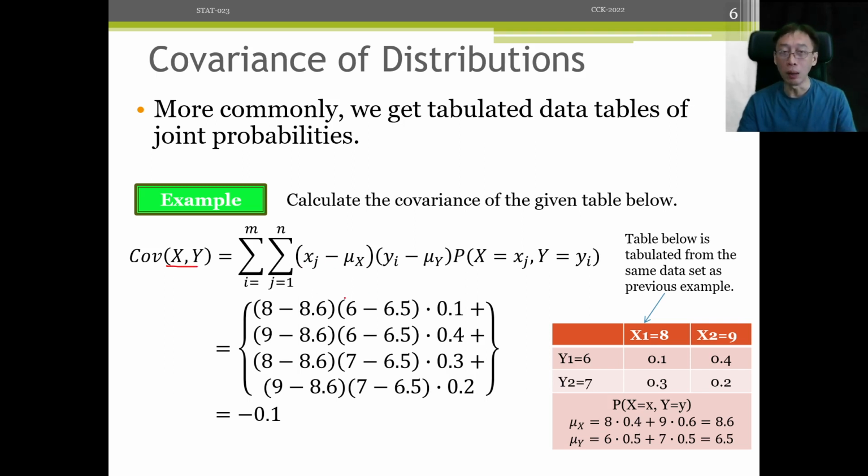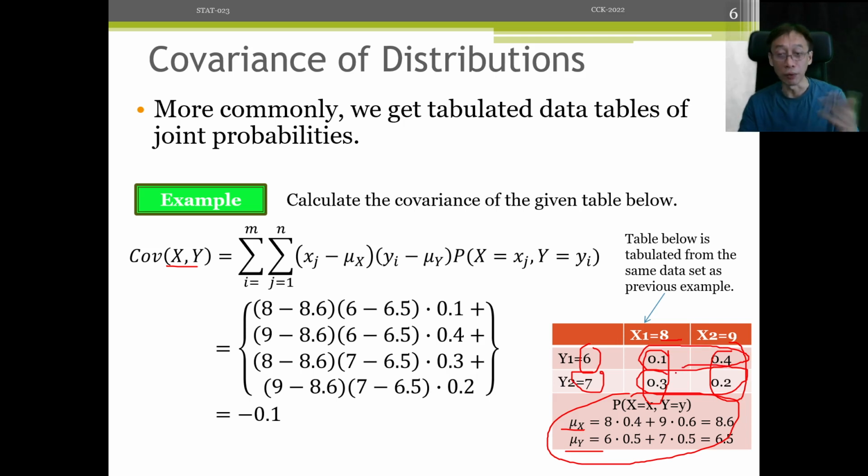And how do we do it? Well, you will have to separately first calculate the mean of X, which is 8 times 0.4, assuming all Y variations are there, you add them all up, plus 9 times 0.6, right? Then you get 8.6. Then mu of Y will be 6, times across all X, you get 0.5, and 7 times all the probabilities across all X, you get 0.5. So 6.5. So once you get these separately, mu X and mu Y, you will then say 8, which is a value of X, 8 minus 8.6 times 6, this guy here.